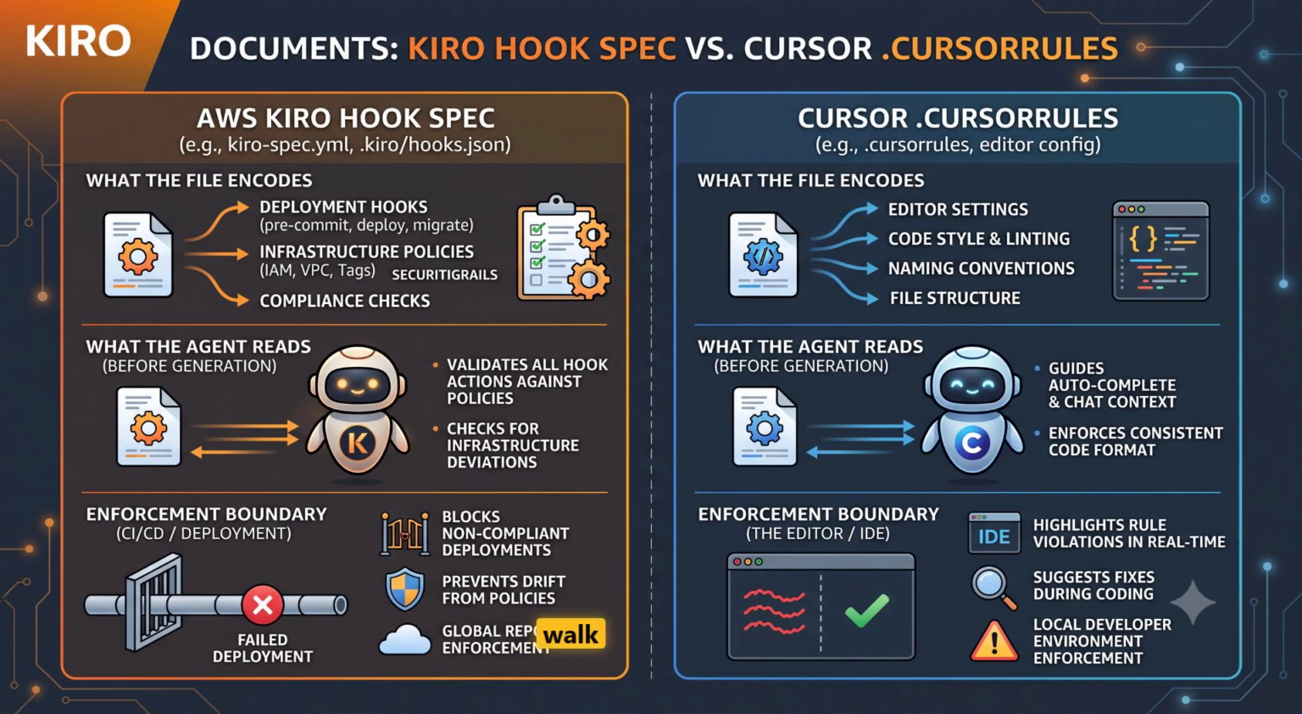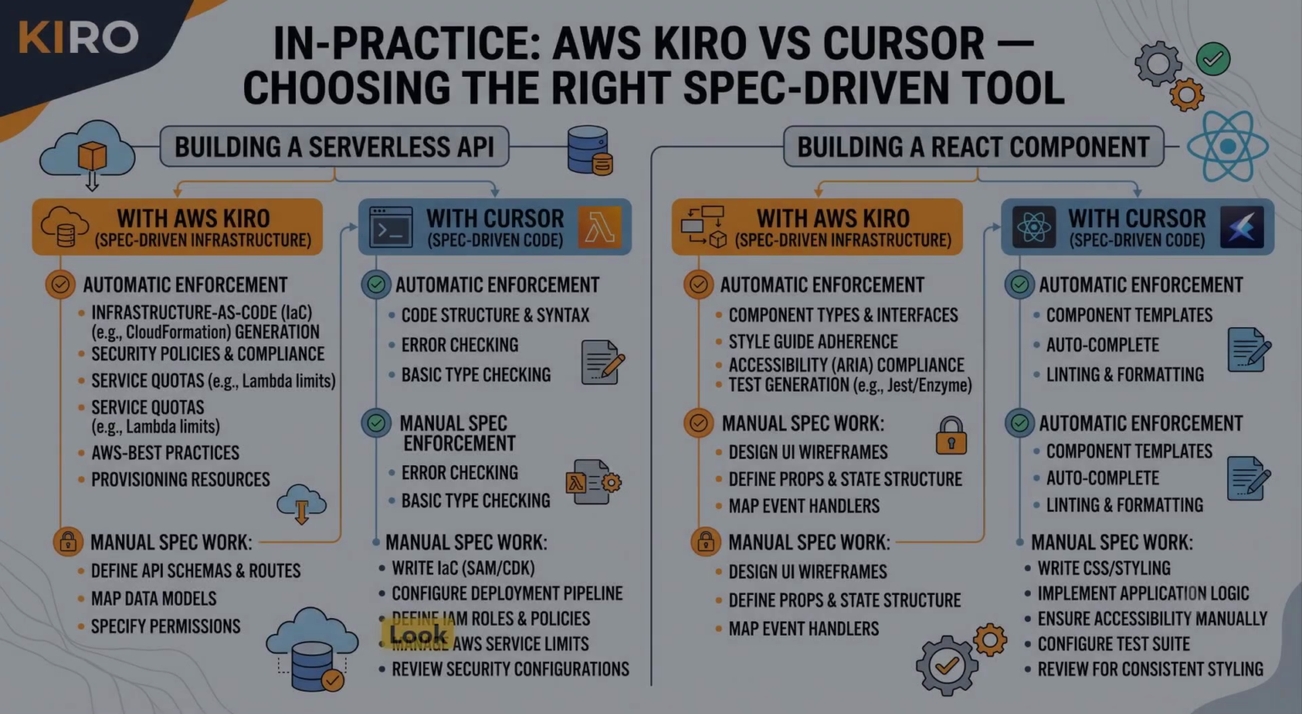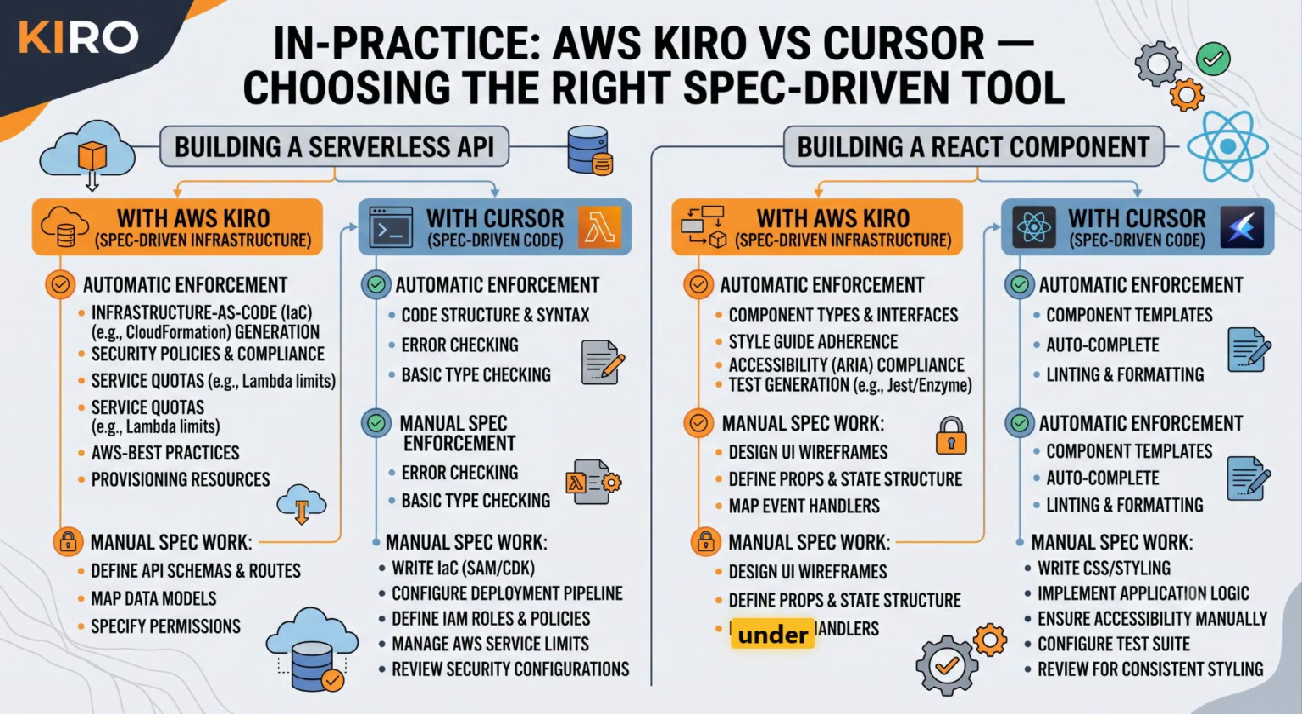Next, let us walk through this in practice. A real feature, a real spec, a real agent output. Look over at the left column under building a serverless API. When you ask AWS Kiro to generate an endpoint, it automatically writes CloudFormation infrastructure as code templates, sets up security policies, and configures Lambda execution limits based on AWS best practices.